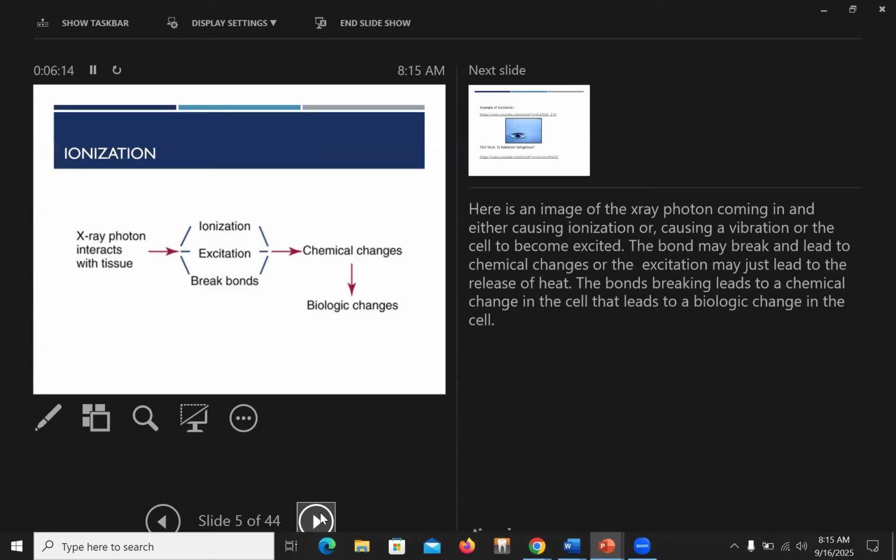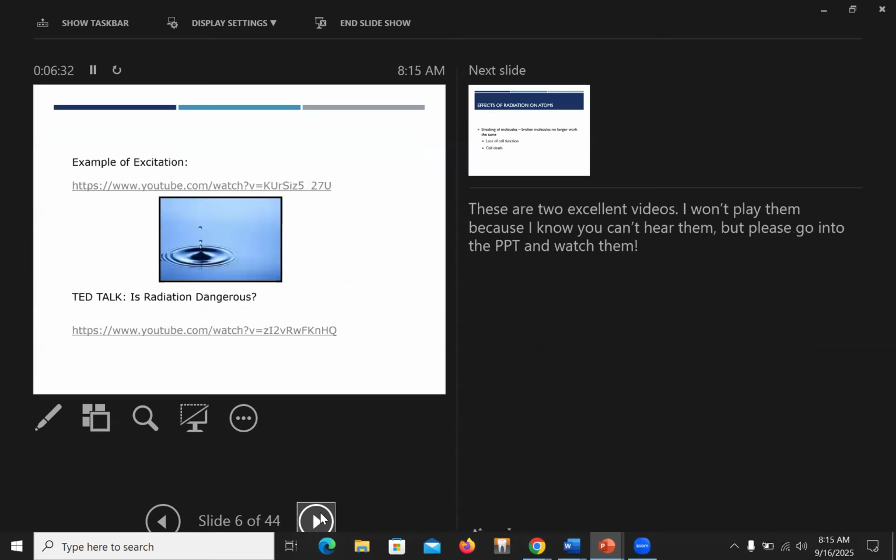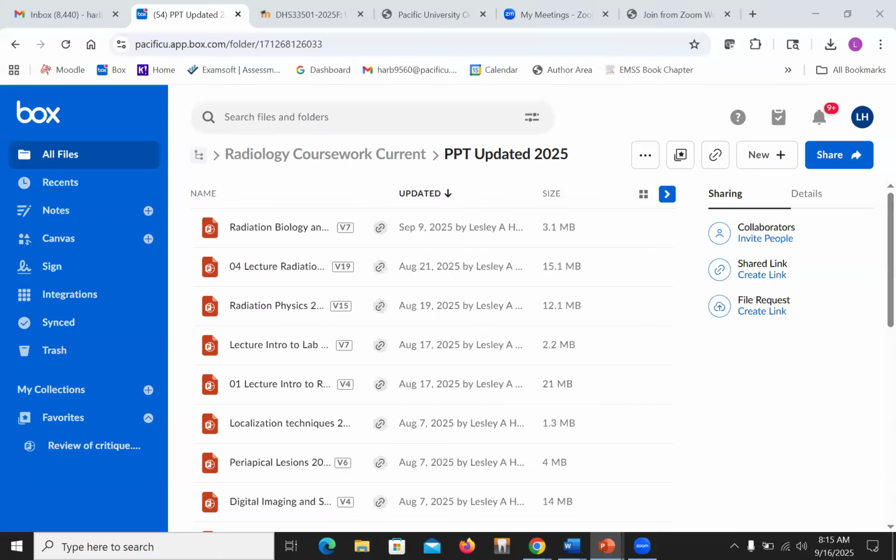So this is just another little diagram. It shows the X-ray photon interacting with tissue. You can have excitation, which could potentially be nothing, but it could break the bonds and lead to chemical change. Or you could have just direct ionization, and that would be a chemical change, which leads to a biological change. So this is an example of, let's see if I can get this to play.